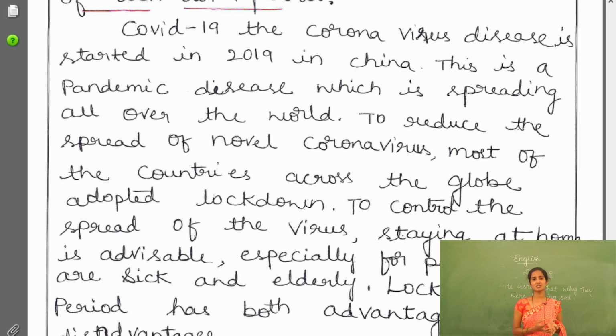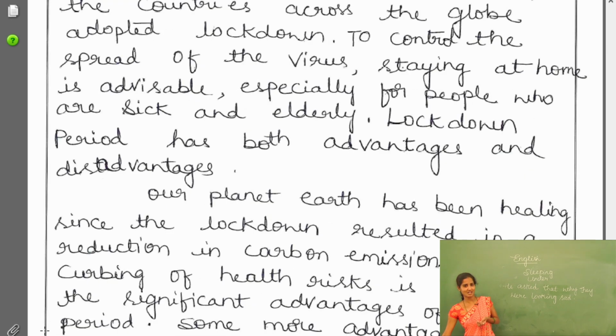To reduce the spread of the novel disease, most of the countries have adopted the lockdown. Even today we are in lockdown, and to control the spread of the virus, staying at home is advisable, especially for people who are very sick and elderly. Not only sick and elderly people, everyone should be at home. This is the advice. And of course, the lockdown period will have both advantages and disadvantages.